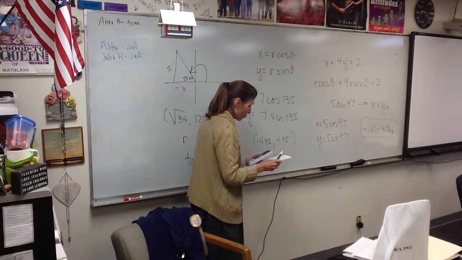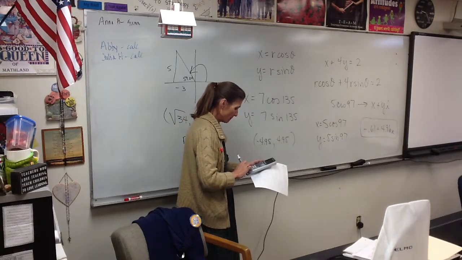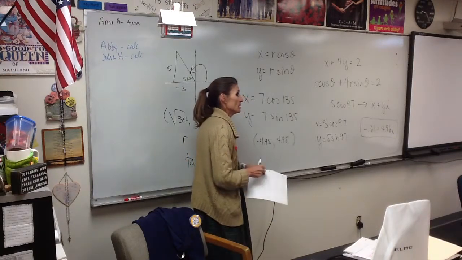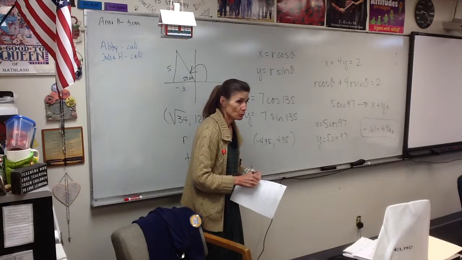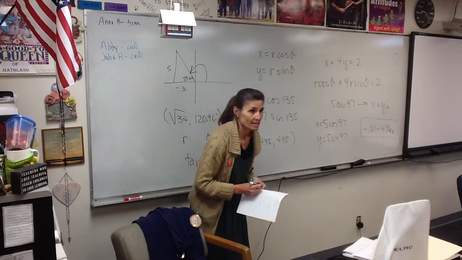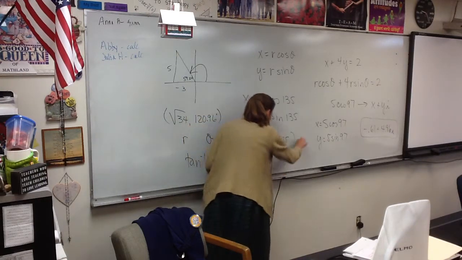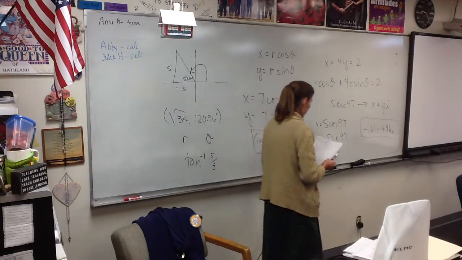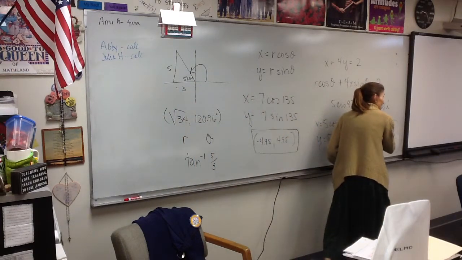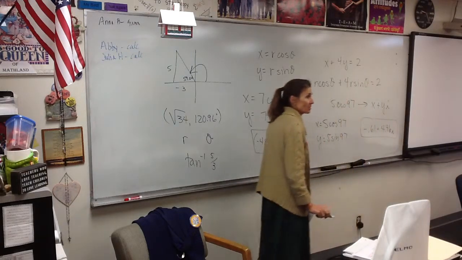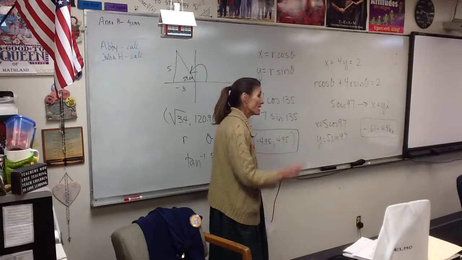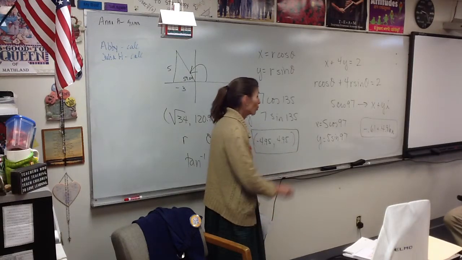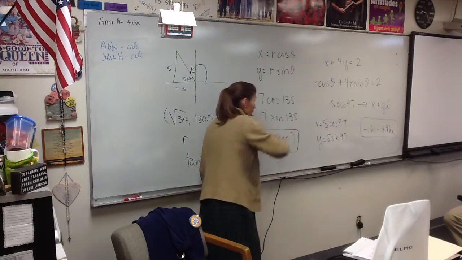Notice that on problem 2, I did exactly the same thing. Only in problem 2, it was coordinates, so my answer was an ordered pair. In problem 4, it's rectangular form, so my answer is x plus yi. Not x comma y, but x plus yi. The work is exactly the same for these two problems.